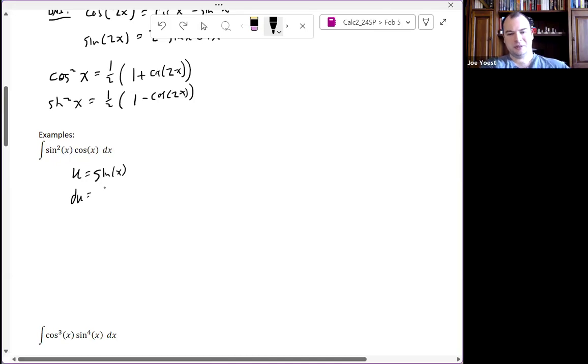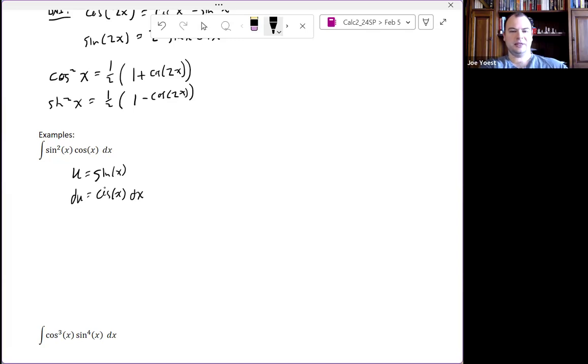My du here is going to be cos of x dx. And now I see that this bit turns into u squared. And nicely enough, that cos of x dx is just du. So just with a basic u substitution, this one ends up working out just fine.